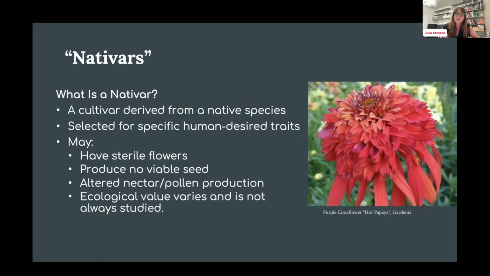There's some studies out there that understand maybe a few plants, but unless we were to study every cultivar of Echinacea pallida or Echinacea purpurea against the native Echinacea pallida or purpurea, we just don't know. So we're mostly planting these types of things for aesthetic value.